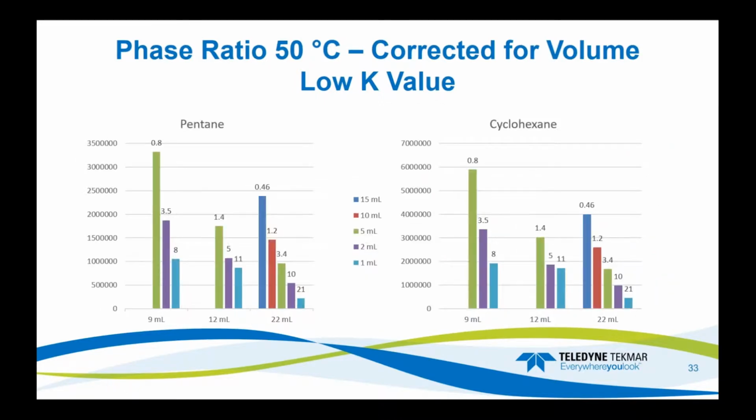So looking at them separated out, taking the pentane, for example, which is the low K value, I see a significant difference based on the partition coefficient, or the phase ratio. So phase ratio of 0.8 will give me almost 3 times the amount of peak area versus a phase ratio of 8. And as you can see, when I correct for volume, that phase ratio of 0.46 in the 22 mil vial drops down. Cyclohexane shows a similar trend. And again, this is for a compound that has a very low partition coefficient.